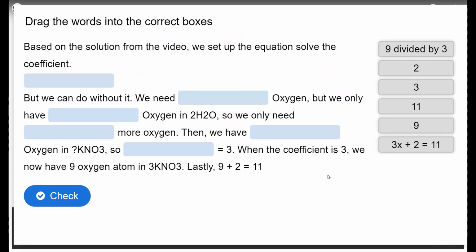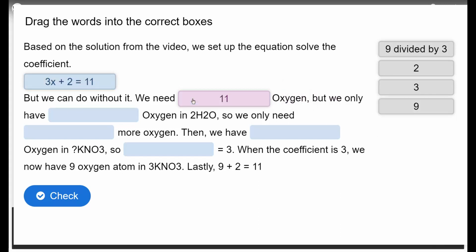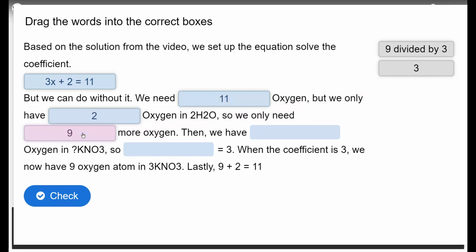All right, let's see if I remember all of this, okay? So based on the solutions from the video, so copy down while you're watching the video, we set the equation to solve the coefficient. Basically, 3x plus 2 equal to 11. Now, let's do this without solving for x. We know, right, we need 11 oxygen, but we only have how many from 2H2O? Well, that's only 2. And then, of course, 11 minus 2, that means we need 9 more, right? So we have 9 more left to go.